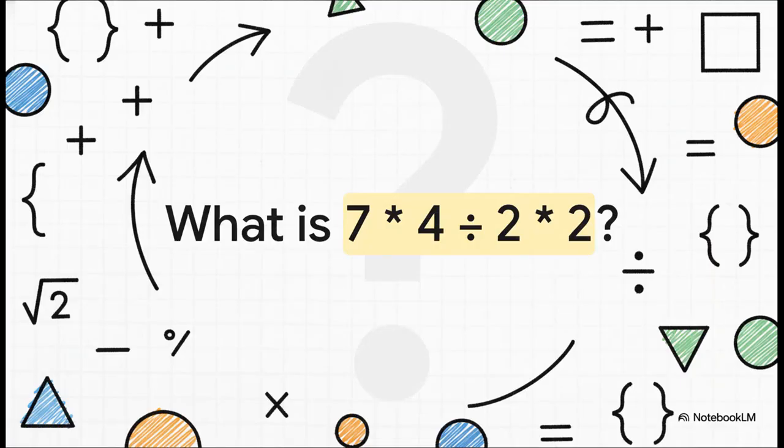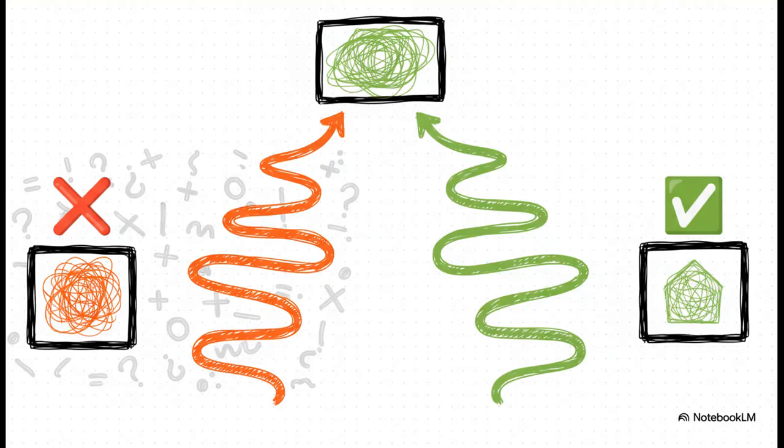All right, take a look at this. Seems simple enough, doesn't it? Just a couple of basic calculations. But here's the thing. If you ask two different people to solve this, you might actually get two completely different answers. How is that even possible? So what's going on here?